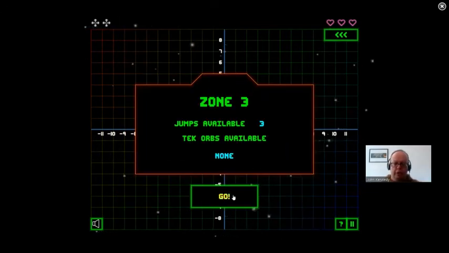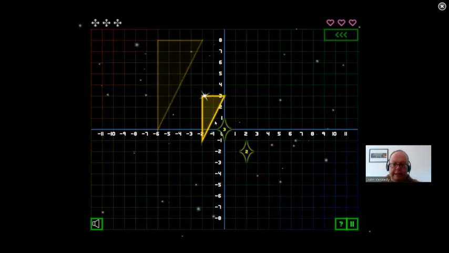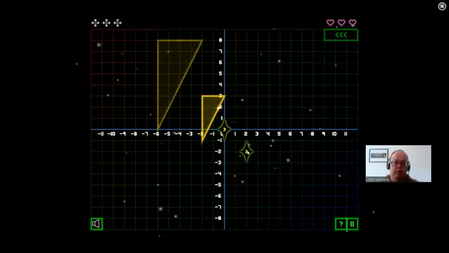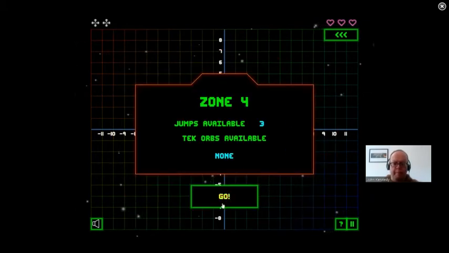Okay, what happens next? So I've got a choice of either a scale factor 2 or a scale factor 3. Now I can easily work that out by just looking at how wide my triangle is. That's 2 across, and that one's 4 across, so it's got to be the scale factor 2. The scale factor 3 triangle would be much bigger.